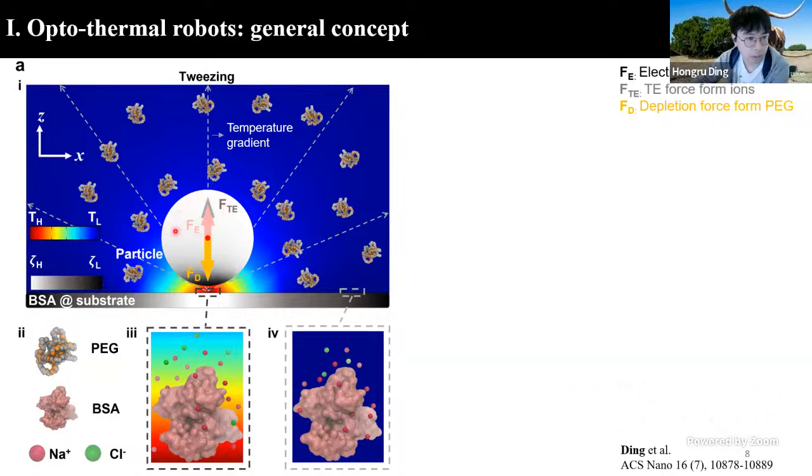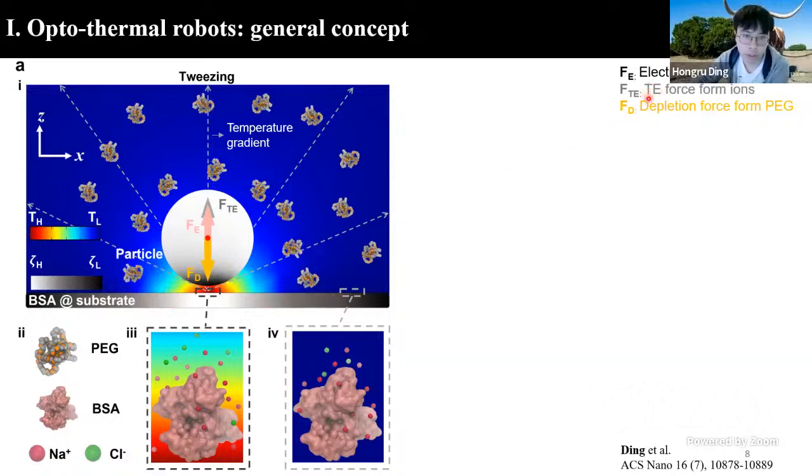You can see the particle is immersed in a liquid environment. In the liquid, there are PEG molecules and also some sodium chloride ions that I did not plot in this figure. Under the temperature field, there are 3 different forces. The first one is the electric force from the substrate. As I mentioned before, the particle has surface charge because of the dissociation of the surface functional group. For this substrate, we also deposit a thin layer of a molecule called BSA. BSA has a specific property. It has a very large surface charge, and the surface charge can be tuned by the temperature. So there exists an electric interaction between the particle and the substrate.